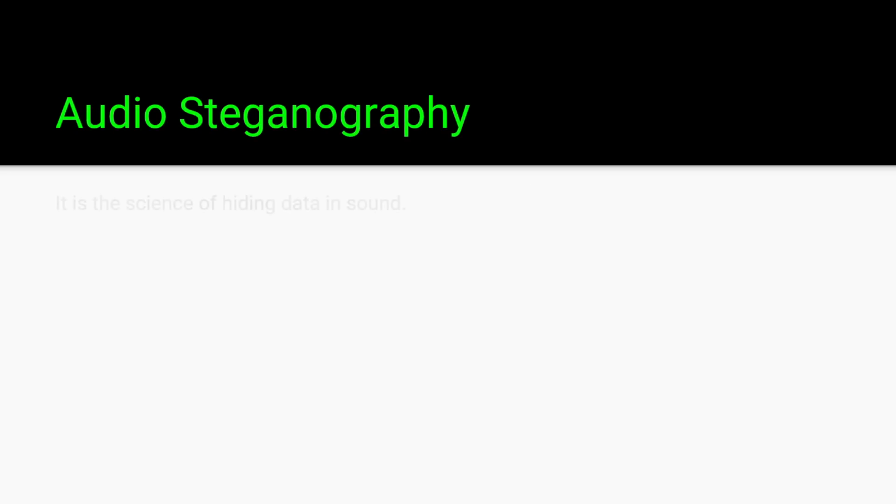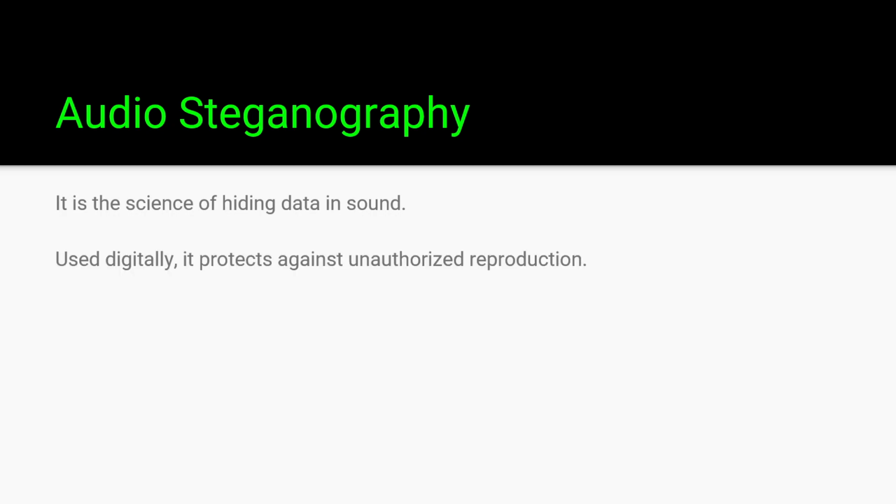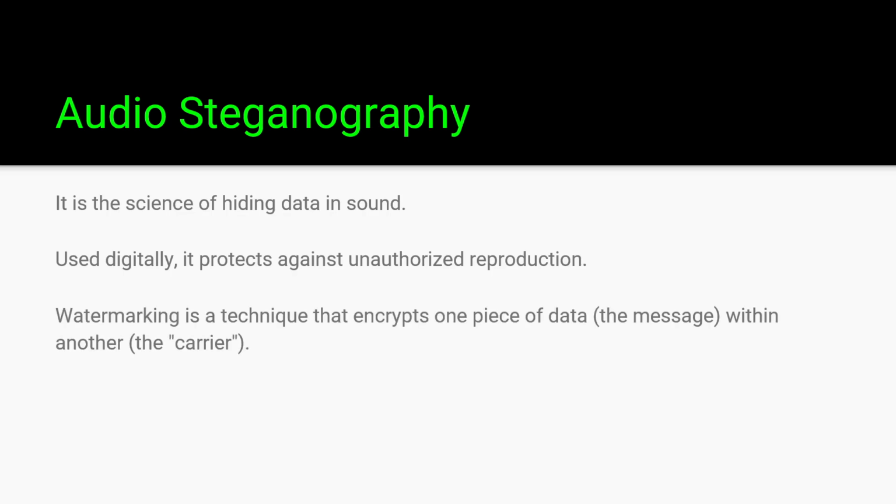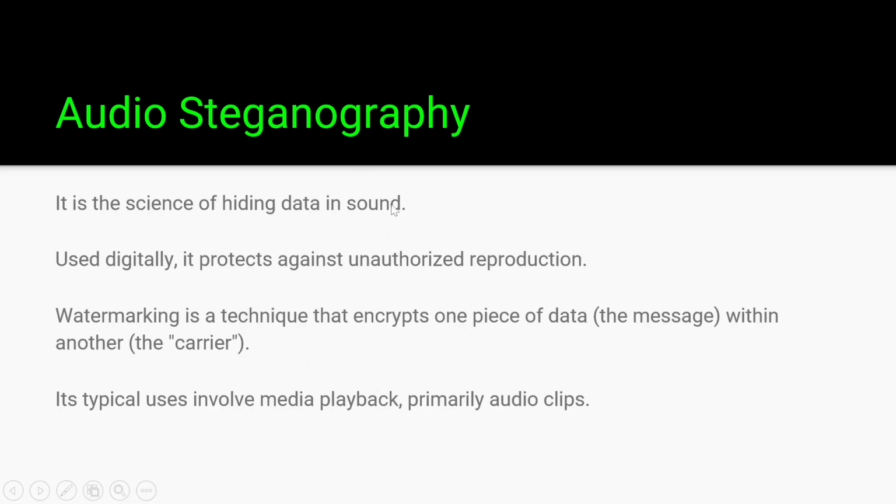Now we have the audio steganography. It is a science of hiding data in sound and is used digitally. It protects against unauthorized reproduction. Watermarking is a technique that encrypts one piece of data, the message, within another, the carrier. Its typical uses involve media playback, primarily audio clips. And this is the type of steganography that Elliot in Mr. Robot used, the audio steganography, and we will handle it in practice step by step here in this video, in this lecture. No worries. Let's continue.